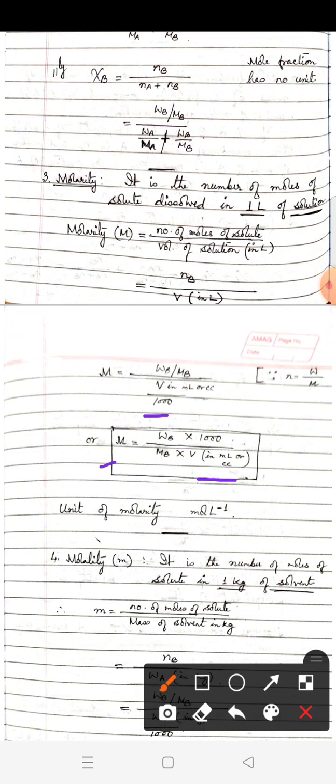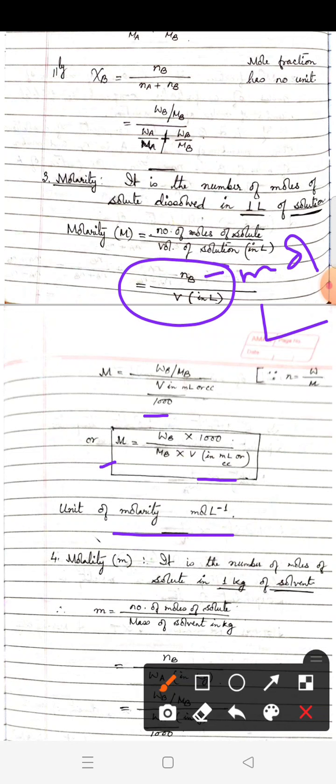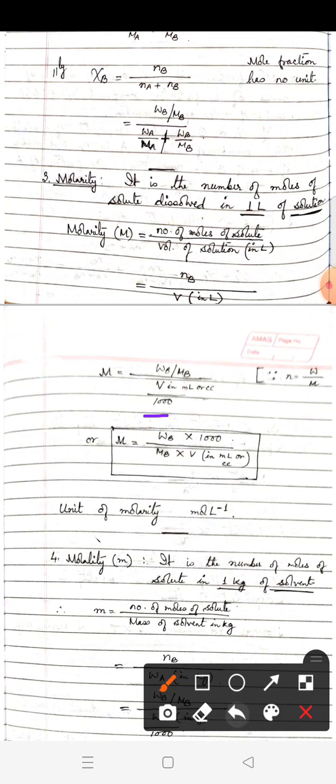Now what will be the unit of molarity? To find out the unit of molarity, we look at this equation. Since number of moles, the unit is mole, and in the denominator we have liter, so unit of molarity is mole per liter. Now a very important question comes here: is molarity dependent on temperature? The answer is, let us try to find out. You can see molarity depends on mass of a substance, which is independent of temperature. It depends on molar mass of a substance, which is also independent of temperature. But molarity depends on volume, which is very much dependent on temperature.